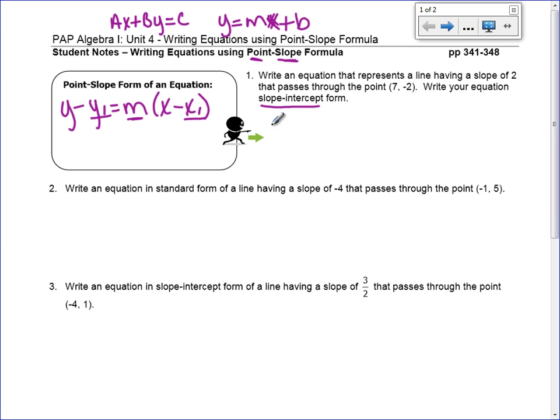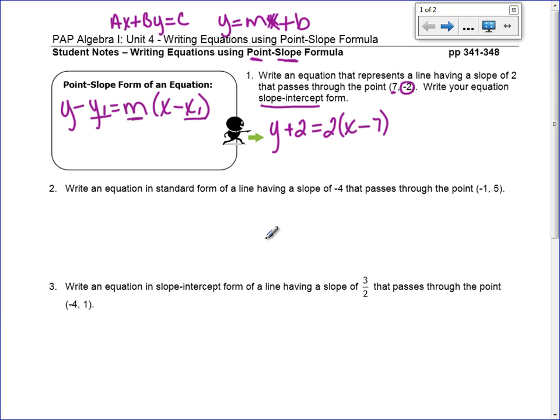So my formula is y minus y1, and in this case y1 is going to be the y value of my point, which is negative 2. So I end up with y minus negative 2, which is the same as y plus 2, because when I do minus a negative, the negatives make a plus, equals the slope, which is 2, times the quantity x minus x1, which is the x value of my point, 7.